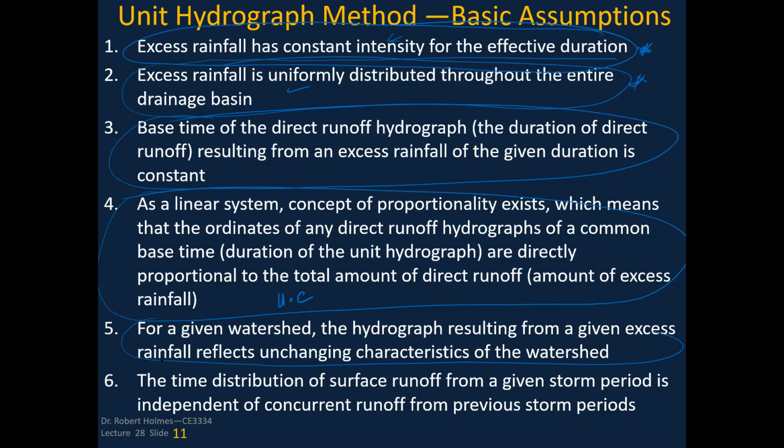The next assumption is that the time distribution of surface runoff from a given storm period is independent of concurrent runoff from previous storm periods. Again, these assumptions, 5 and 6, kind of fit together. Once it starts raining and you have proportionality and superposition, we're not going to have any changes to the response of the rainfall runoff hydrology in that watershed.